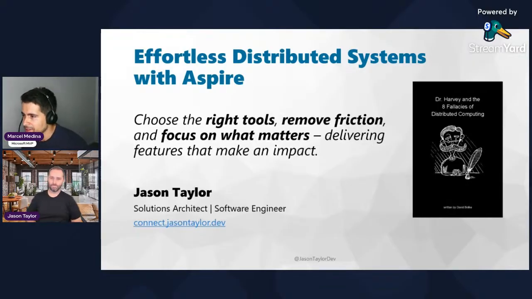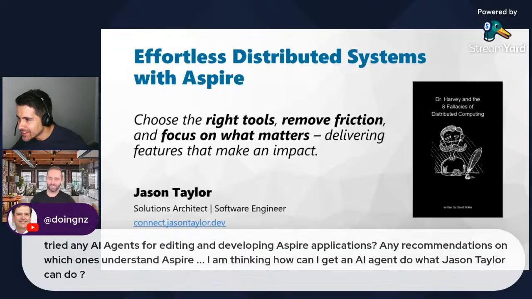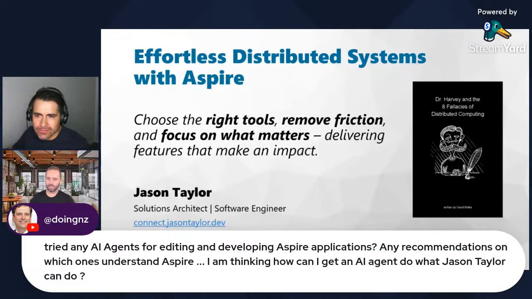There's another question. People are excited now, so let's bring it in here. Have you tried any AI agents for editing and developing Aspire applications? Any recommendations on which ones understand Aspire? I'm thinking, how can I get an AI agent to do what Jason Taylor can do?